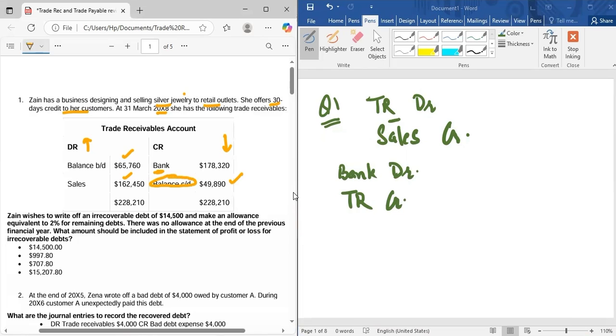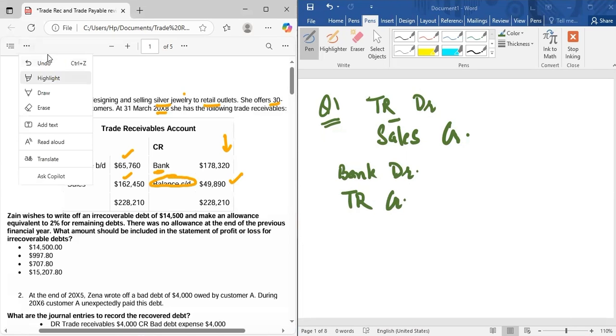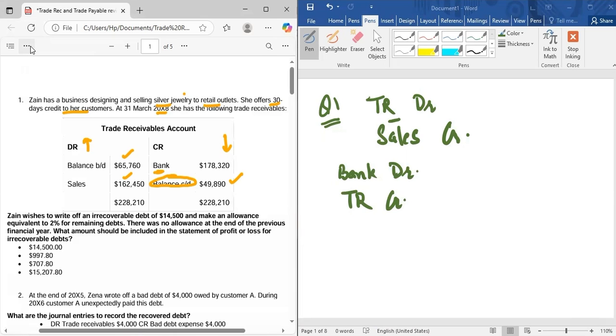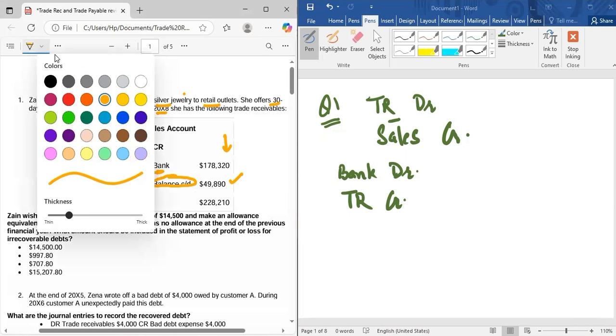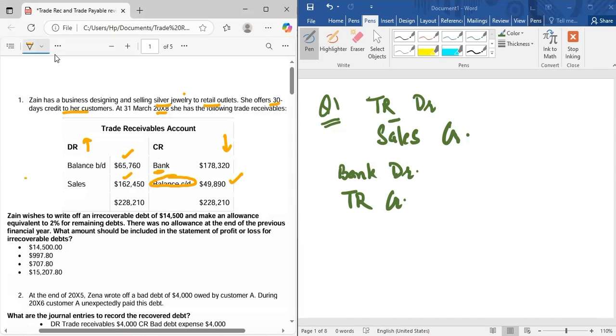Now let's read further. Yeah. It's true. Zain wishes to write off an irrecoverable debt of $14,500 and make an allowance equivalent to 2% of remaining debt. This is very important, of remaining debt. So see now what's happening here.